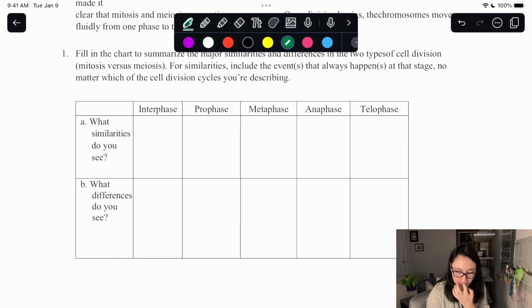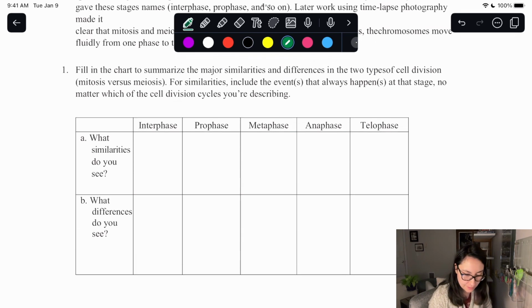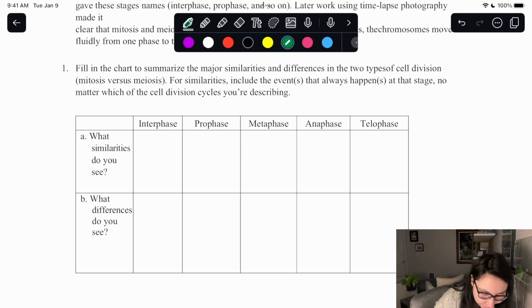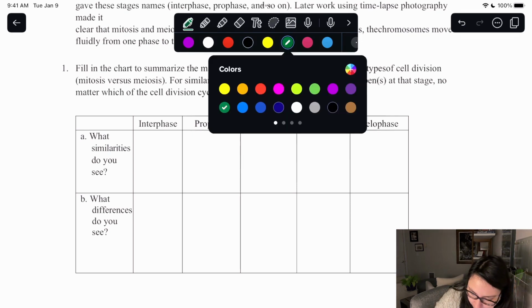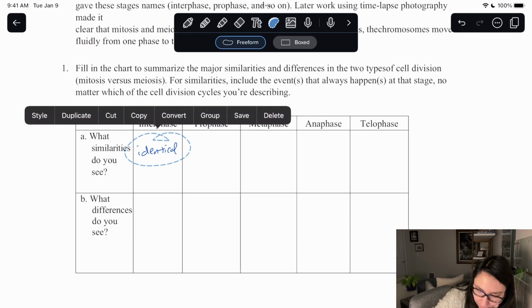Now, how do they differ? Again, this is going to be a repeat of pretty much a lot of the stuff that we went over. So, what similarities do you see when it comes to interphase of mitosis and meiosis? I'm going to write this in blue. What similarities do they have in interphase? They are identical.